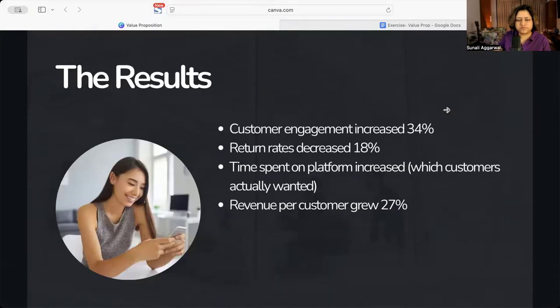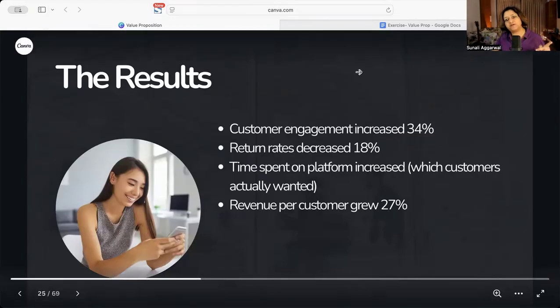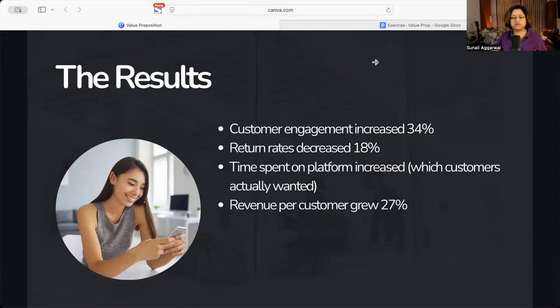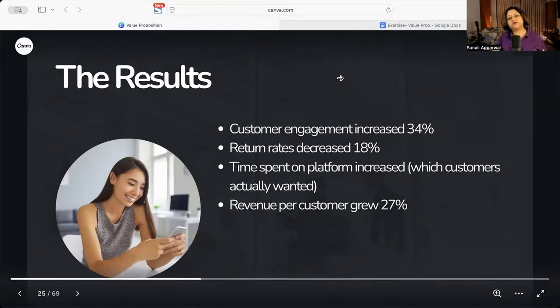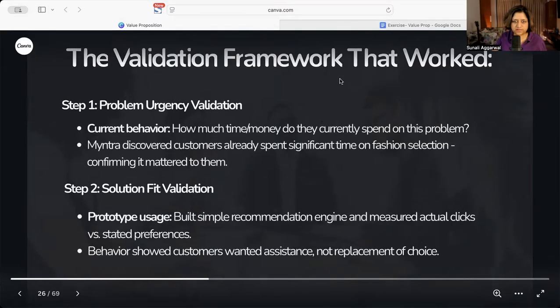So customer engagement with these new tools went up, return rates decreased, time spent on platform increased. So remember, they wanted to decrease this time, but it actually increased. Revenue per customer grew by 27%.